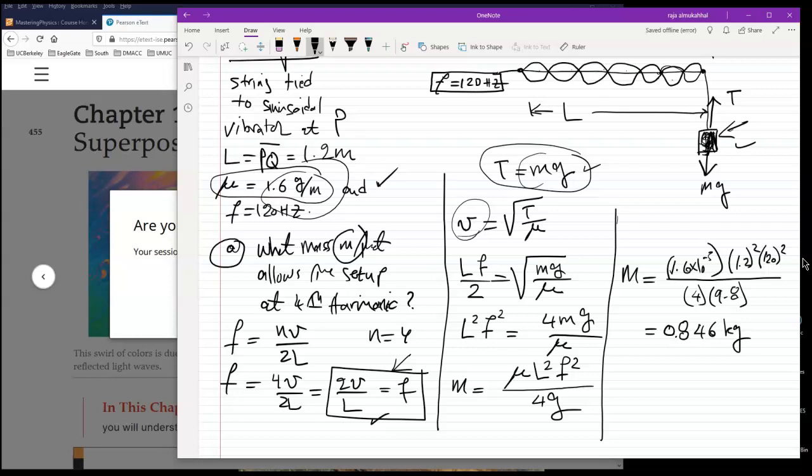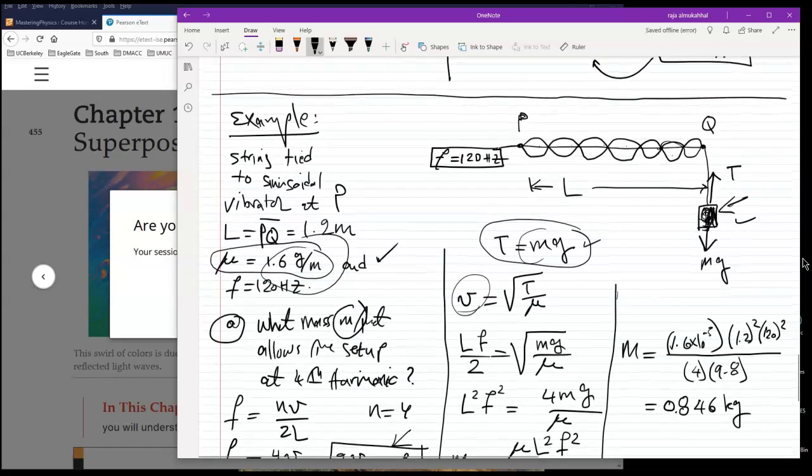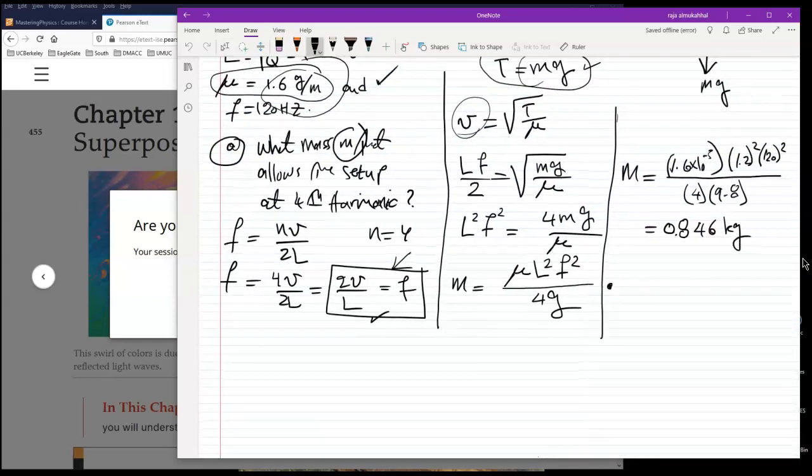In other words, if I would add this amount of mass here, I will get a fourth harmonic. Basically, it's going to look something like that. Let me show you a picture of it. So here's point P and point Q. So 1, 2, 3, 4. It's going to look something like that, roughly. There we go. So this is n equals 4. You got it? Okay, good.